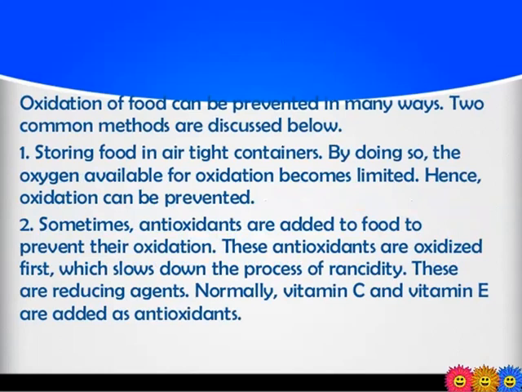Oxidation of food can be prevented in many ways. Rancidity can commonly be reduced in two ways. First, storing food in airtight containers. By doing so, the oxygen available for oxidation becomes limited and hence oxidation can be prevented. Sometimes antioxidants are added to food to prevent their oxidation. These antioxidants are oxidized first, which slows down the process of rancidity. These are reducing agents. Normally, vitamin C and E are added as antioxidants.